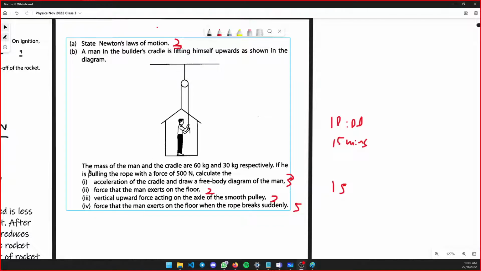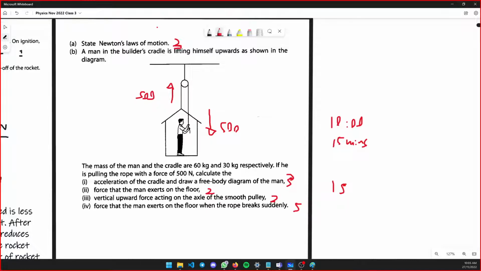The mass of the man and the cradle are 60 kilograms and 30 kilograms respectively. If he is pulling the rope with a force of 500 newtons, so this is 500, and this is also 500, assuming it's a smooth pulley. Calculate the acceleration of the cradle and draw a free body diagram of the man.